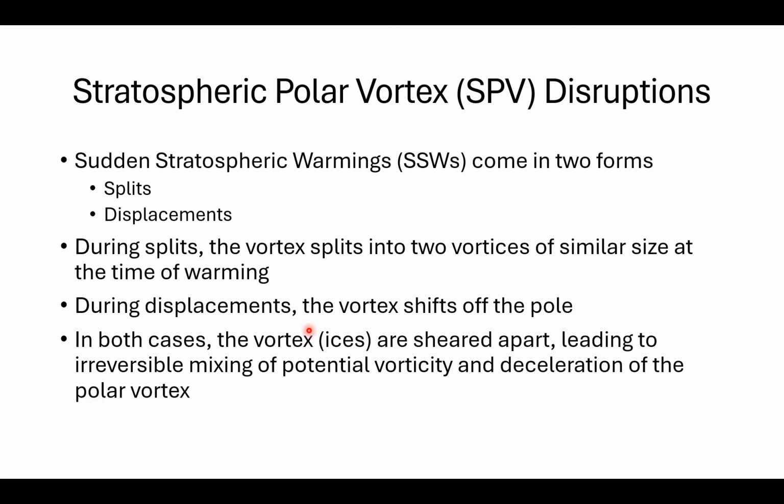Additionally, sudden stratospheric warmings come in two forms: splits and displacements. During splits, the stratospheric polar vortex will split into two vortices of similar size at the time of warming. And during displacements, the stratospheric polar vortex simply shifts off the pole. In both cases, the vortex, or the multiple vortices, are sheared apart, leading to irreversible mixing of potential vorticity and deceleration, or decreasing strength, of the polar vortex.